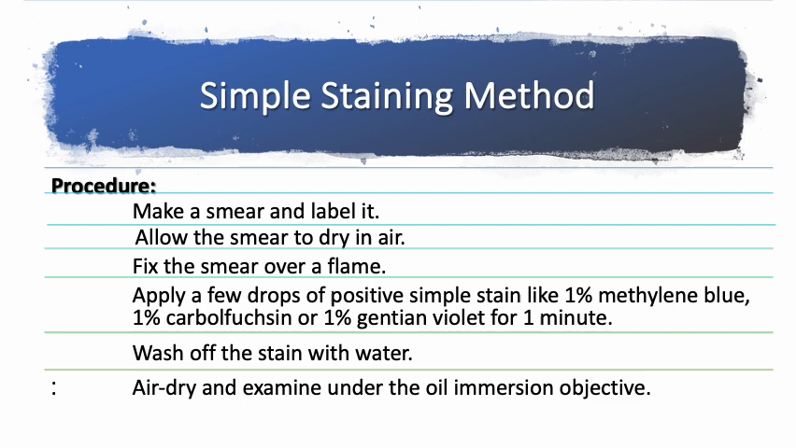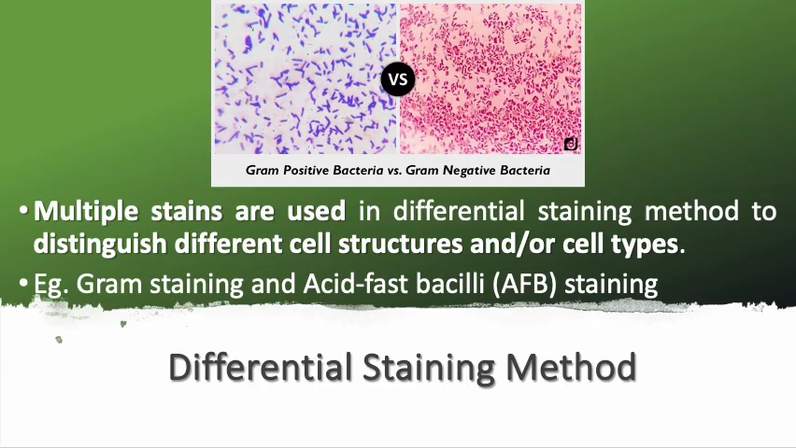This slide shows you the procedure of your simple staining method. Firstly, you make a smear and label it. Then you allow the smear to dry. Now fix the smear over a flame and then apply a few drops of a positive simple stain like your methylene blue, carbol fuchsin, or gentian violet for 1 minute. After the contact time, you wash off the excess stain with water, then air dry and examine the preparation under the oil immersion objective.